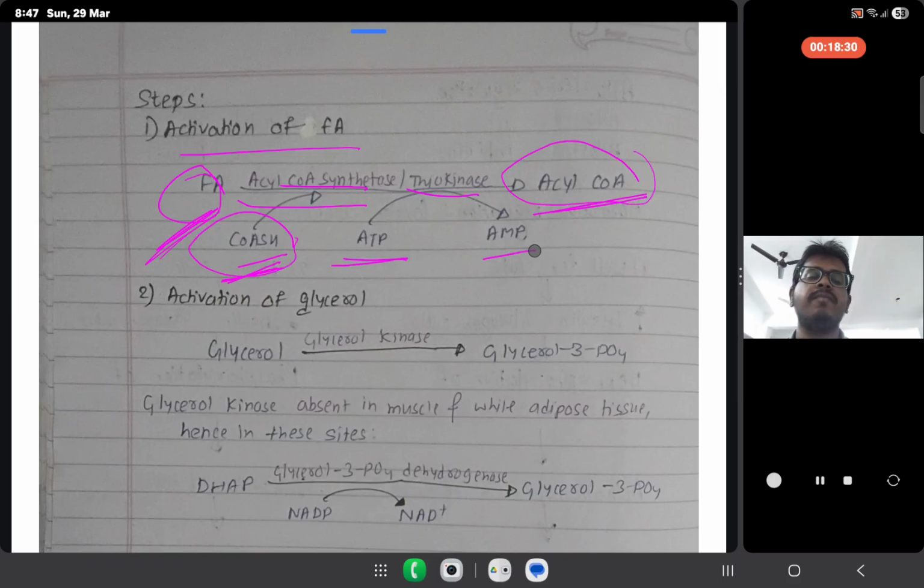ATP is converted to AMP, not ADP. So two high energy phosphates are used, and the enzyme used is acyl coenzyme A synthase, or we can say thiokinase, for the formation of acyl coenzyme A from fatty acid. It may be a little bit hard for you, but you will see that simply fatty acid is converted to acyl coenzyme A in the presence of acyl coenzyme A synthase, and ATP is converted to AMP.